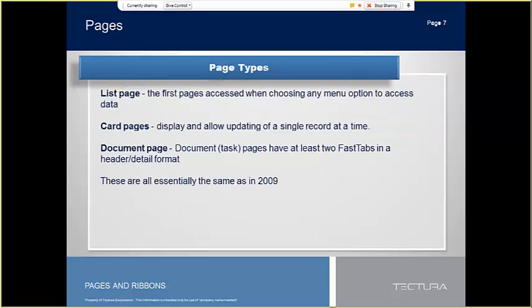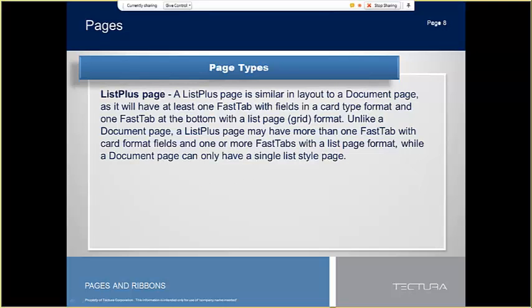Here we list the page types. The list page, which is the first page accessed when choosing any menu option. The card page, which displays and allows updating of a single record, and the document page, which has at least 2 fast tabs, one in a card and the other one in a list or a subform format. All of these page types are essentially the same as they were in RTC 2009.